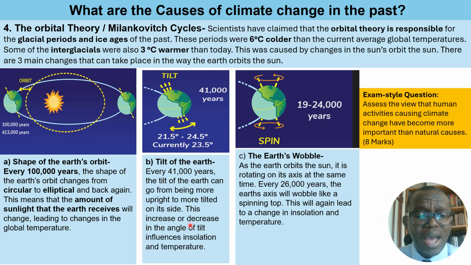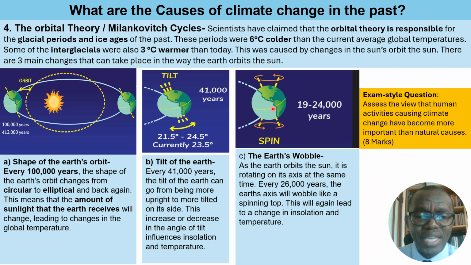But then when the tilt is a lot more, then the angle of that tilt will change, and as a result, again, as the Earth orbits the sun, there are going to be differences in insolation, so the amount of solar intensity that we are getting here on Earth, and that obviously is going to alter the Earth's temperature. Okay, so that's the second change that can take place in the Earth's orbit.